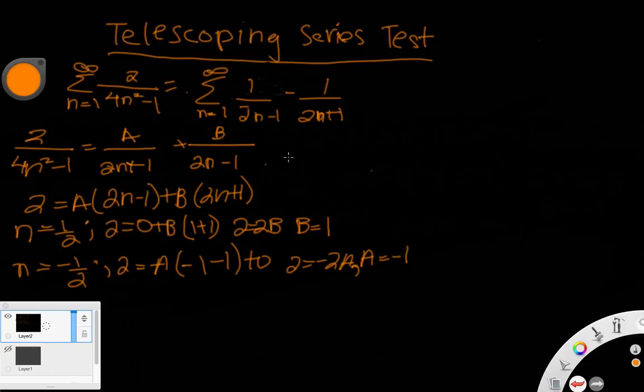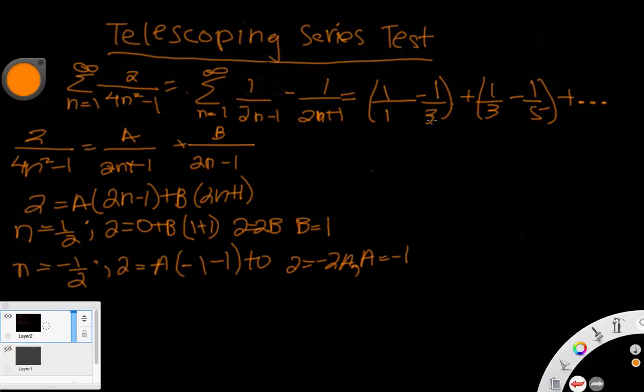Now the way that we figure out whether or not a telescoping series converges or diverges, and if it converges, what it converges to, is we start writing out a few of the first terms and see if they cancel. The first term is going to be 1 over 2 times 1 minus 1, so 1, minus 1 over 2 times 1 plus 1, so 1/3, plus 1 over 2 times 2 minus 1, 1/3, minus 1 over 2 times 2 plus 1, 1/5.